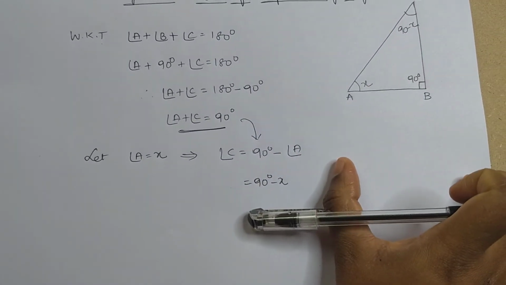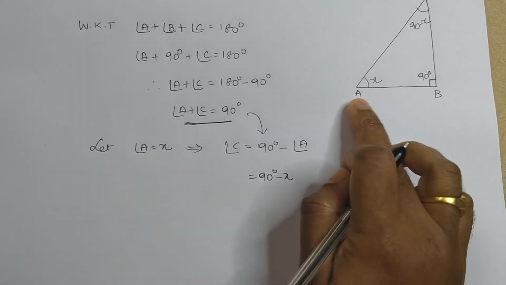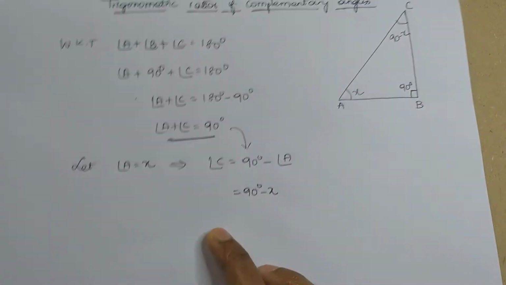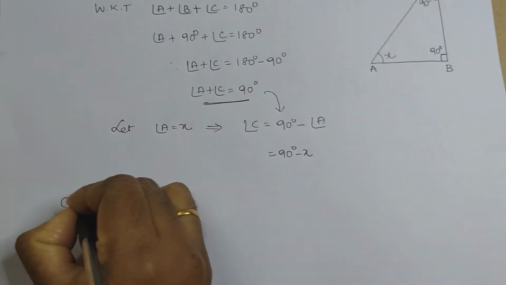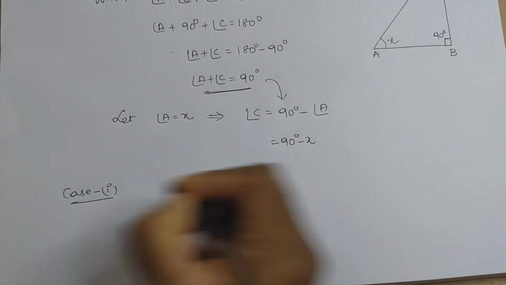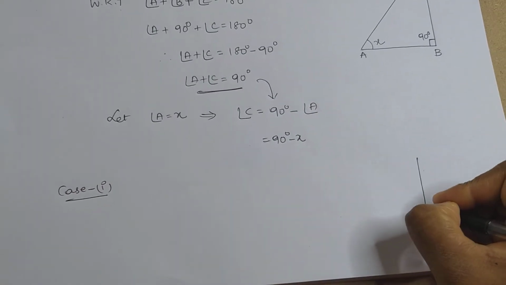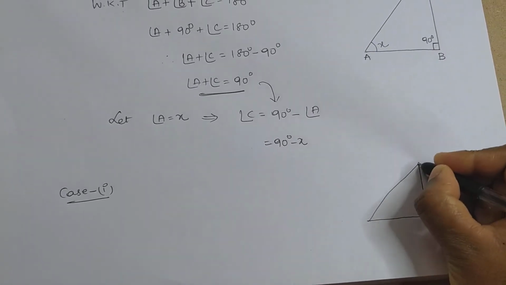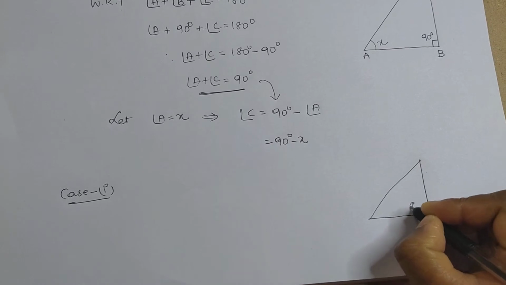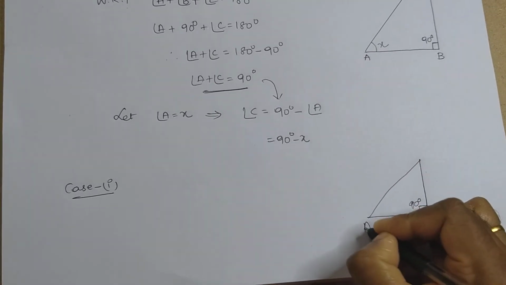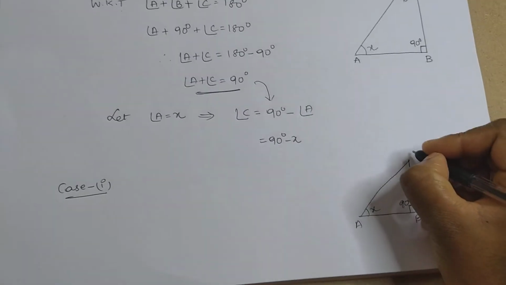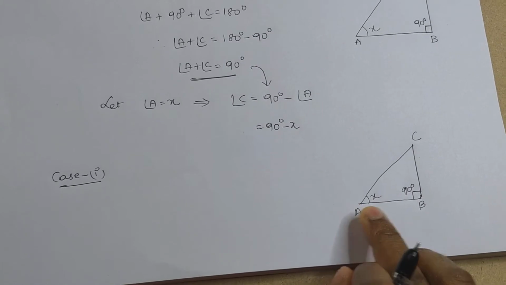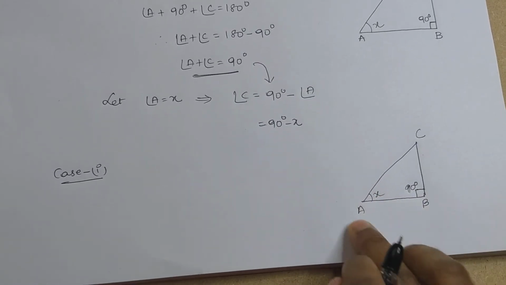Correct? So here we got angle A as x and angle C as 90 minus x. Let's take two cases. In the first case, we will take angle A as reference. In the second case, we will take angle C as reference. For case 1, when you take angle A as reference, draw the right angle triangle again. Same angle B here, it will be 90 degrees. This is angle A, which is x. Put C here. Here I am taking angle A as reference such that x is the angle formed at A.